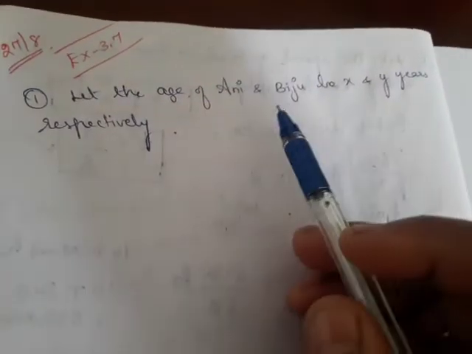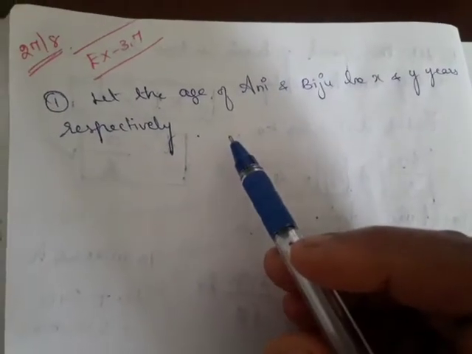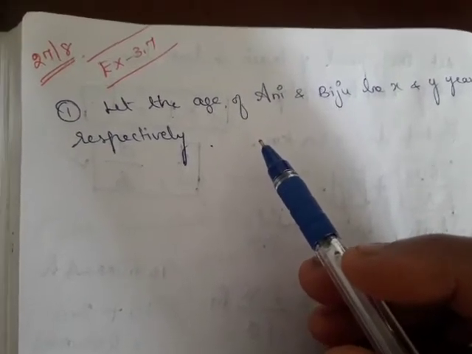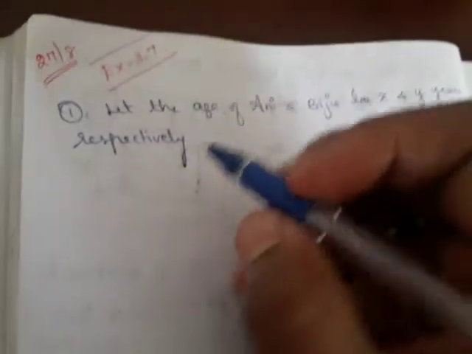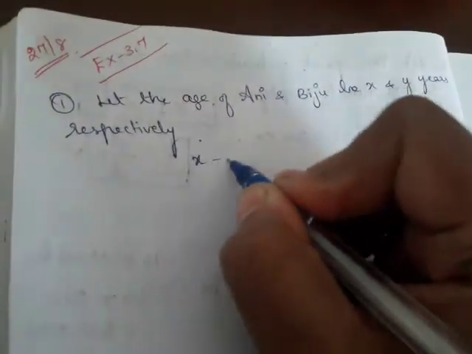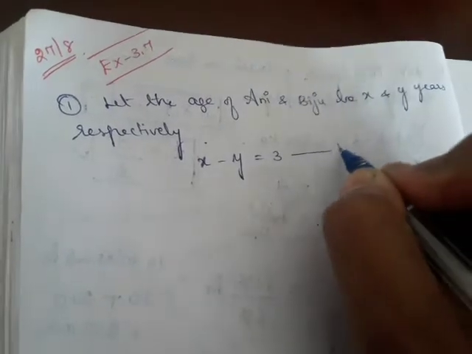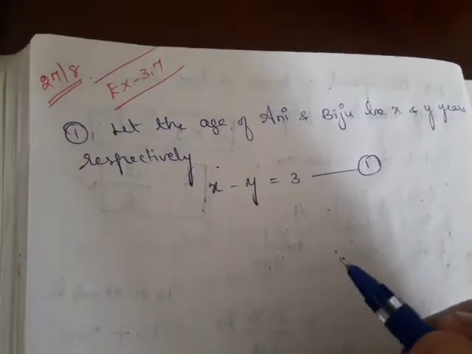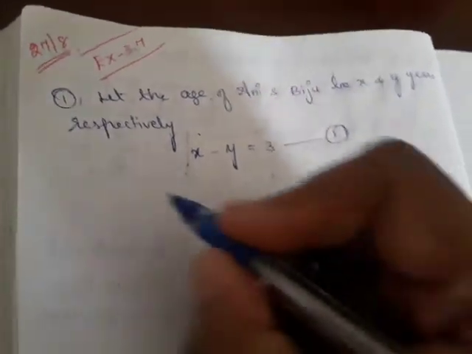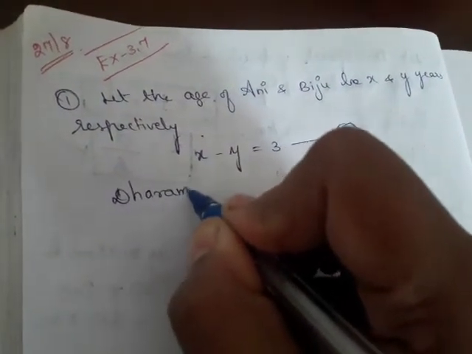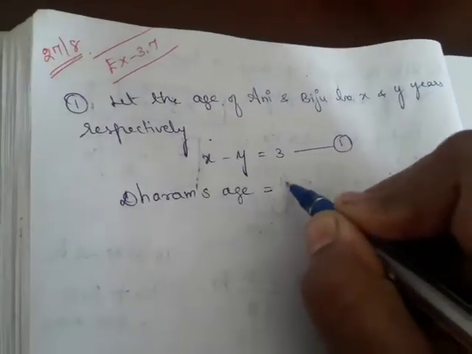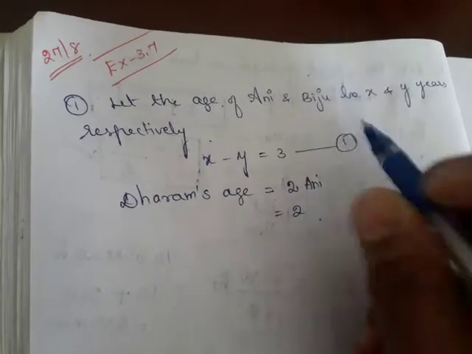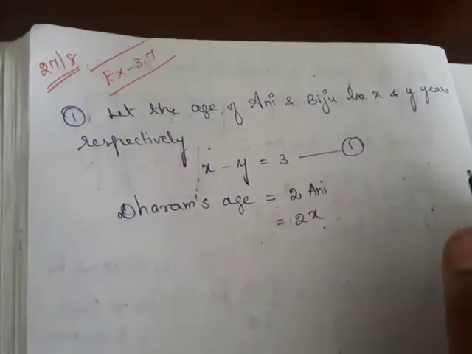We have assumed the ages of Ani and Biju to be x and y years respectively. Therefore, what will be our first equation? The ages of two friends Ani and Biju differ by 3 years. They told you the difference only, so you can take any one. So x minus y equals 3. Mark this as the first equation. Now second, they say Ani's father Dharam is twice as old as Ani. So Dharam's age is equal to twice Ani. What have we assumed as Ani's age? x. So Dharam's age is 2x.